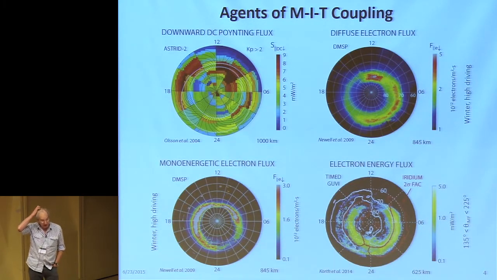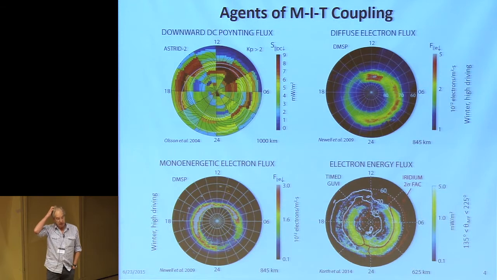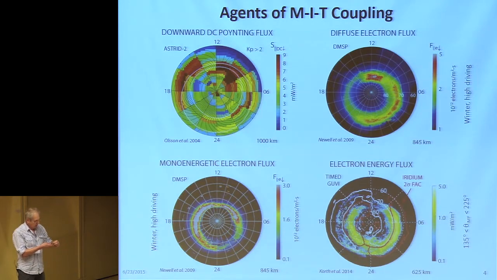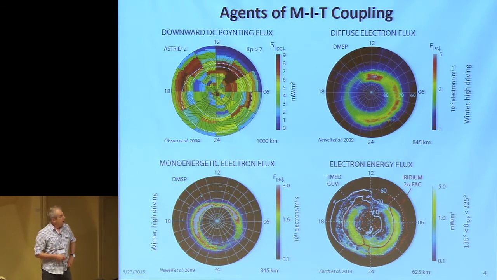So, agents of Magnetosphere-Ionosphere-Thermosphere coupling, these are some of the most important ones. I'm not going to claim that they're exclusive, but I have two slides' worth of them. The DC downward-pointing flux, we know, has a big effect. If you're going to heat the thermosphere and get the ionosphere moving, that has to be powered in some way, and it's largely powered from the downward DC Poynting flux.